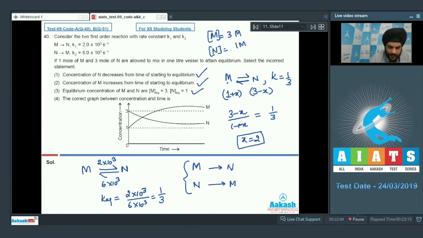And if you look at the fourth option now, which says that the correct graph between concentration and time is this. This is incorrect, students, as the equilibrium concentration of M is equal to 3 molar. But in the graph, it is given to us that the equilibrium concentration is greater than 3 molar. So this has to be incorrect. So same is with the N. Equilibrium concentration of N comes out to be 1 molar. So the graph should be approaching 1 and not greater than 1 as given to us in this option. So students, for this question, we have to select the incorrect statement and we have to mark the fourth option as the correct answer to this question.